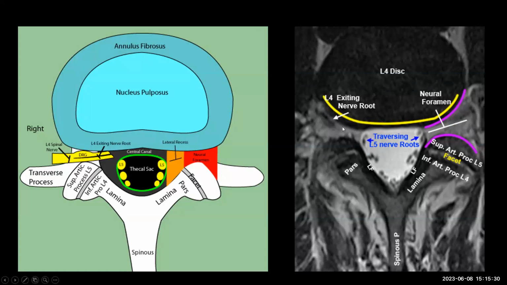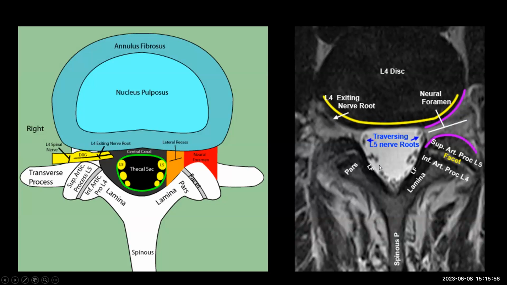Then you have the exiting nerve roots. So these are the nerve roots which are exiting, and you have the traversing nerve roots. So for example, you're looking at the level of L4, L5. So the nerve that is exiting will be L4, and the one which will be traversing is L5. So just remember, if it's L4, L5, L4 will exit, L5 will traverse. And this is very important.